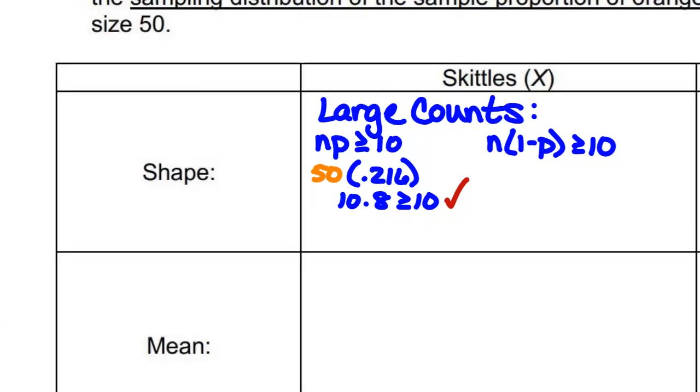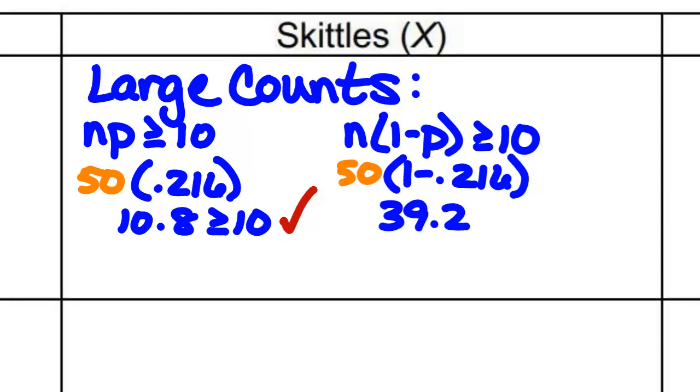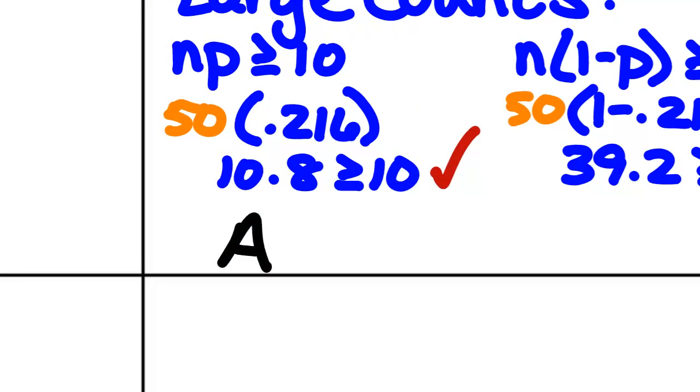Do the same thing for n times 1 minus p. So 50 times 1 minus 0.216. What's that one come out to be? 39.2. Greater than or equal to 10? Yep. So that means my Skittles would have what shape? Approximately normal.